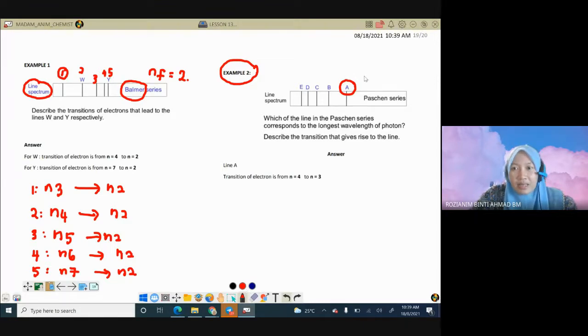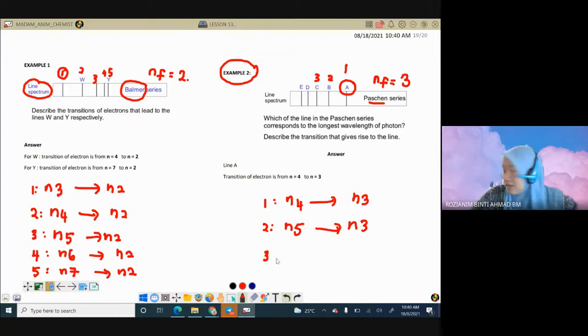But it says this line we label as the partition. If partition and final is equal to what? N equal to? If the partition and final is how much? 3. Yes, 3. So line number 1 is N4 to N3, line number 2 is N5 to N3, and line number 3 is N6 to N3. Okay, so now you understand how to read.